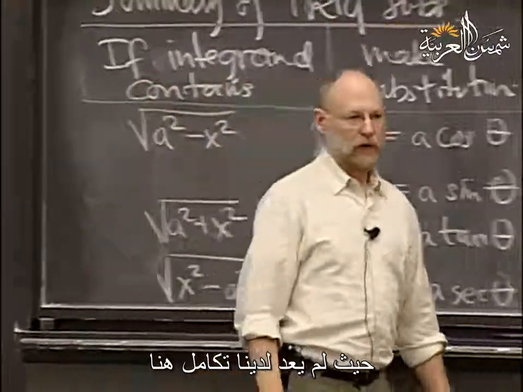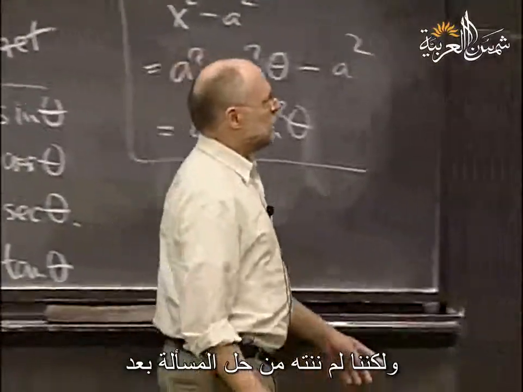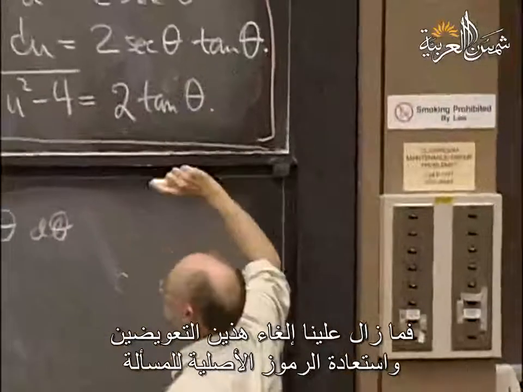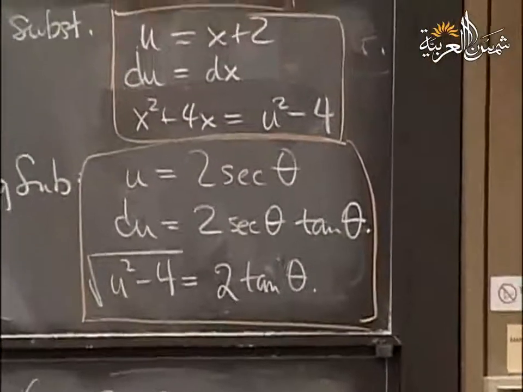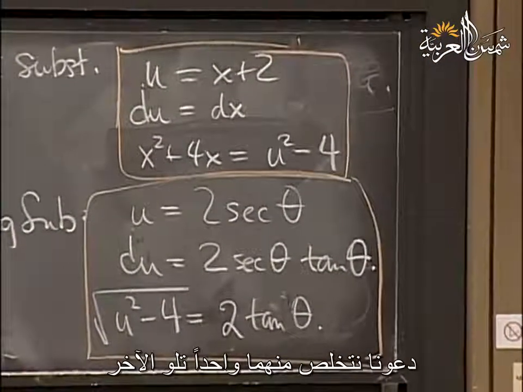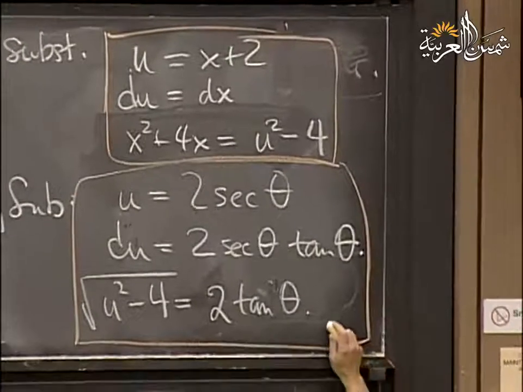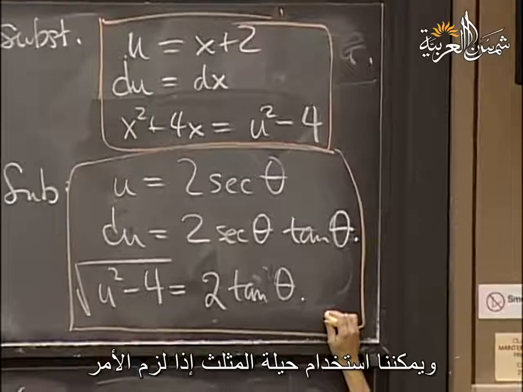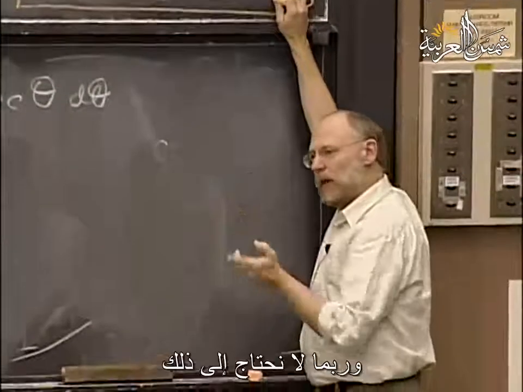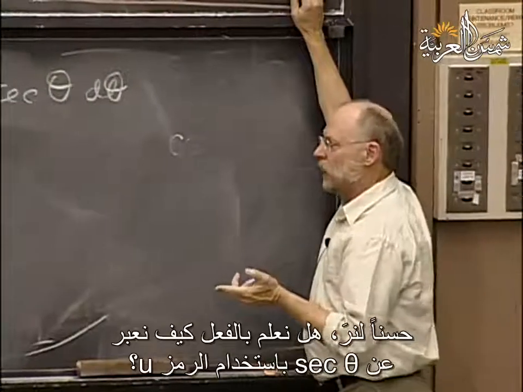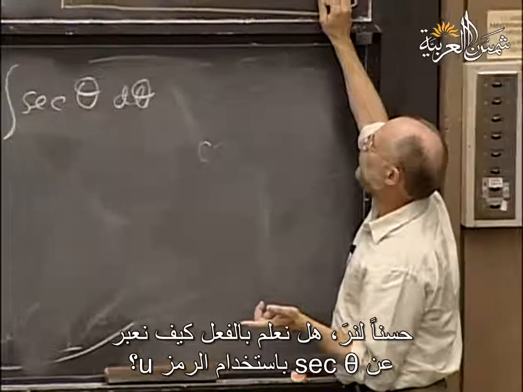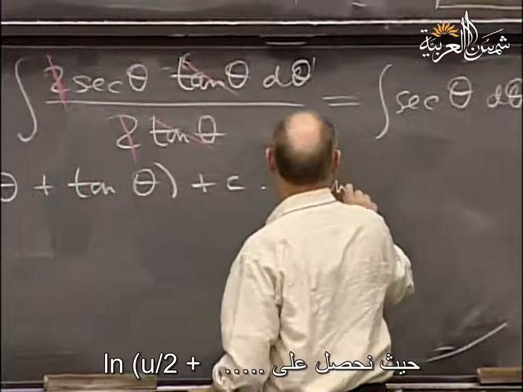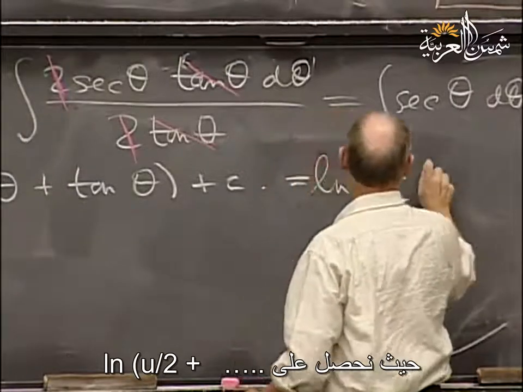There's no more integral there, but I still am not quite done with the problem because, again, I have these 2 substitutions to try to undo. So let's undo them one by one. I have this trig substitution here, and I could use my triangle trick if I need to, but maybe I don't need to. Do I know what the secant of theta is in terms of u? Well, I do. So I get the natural logarithm of u over 2.